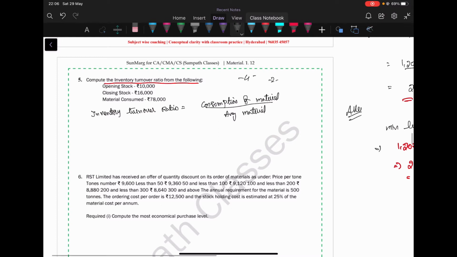So what is the consumption? It is already given: 78,000 rupees worth of the material is already consumed. Then what about the average material? You write somewhere here as a working note.